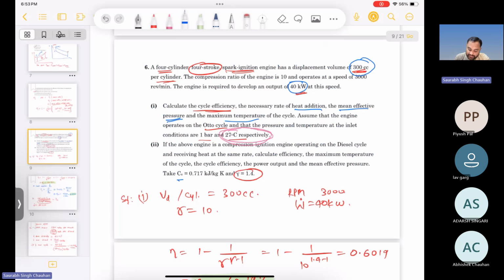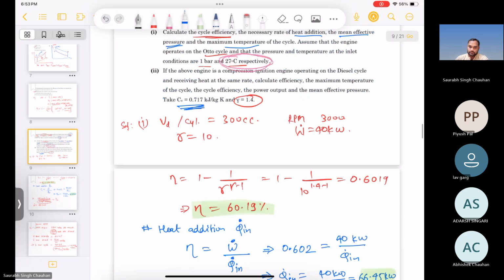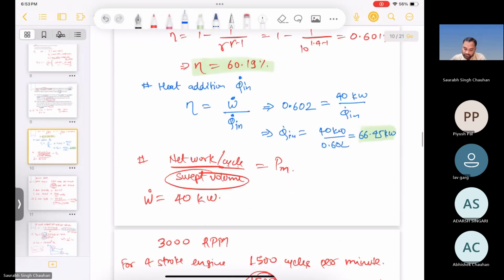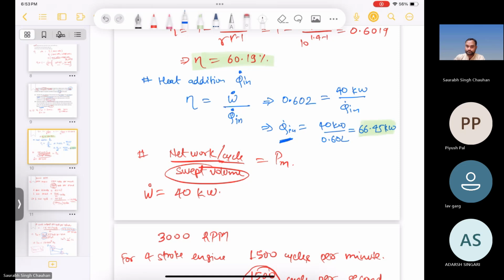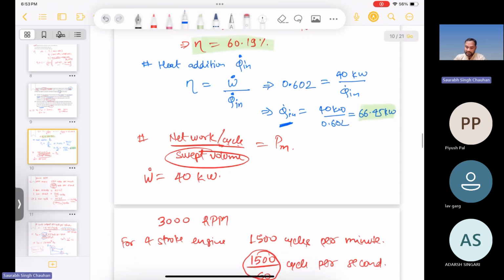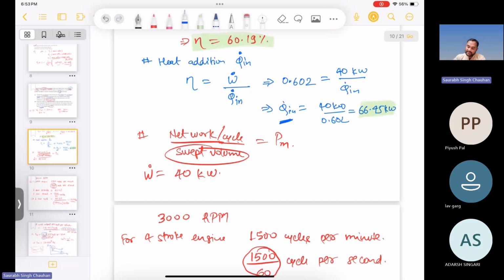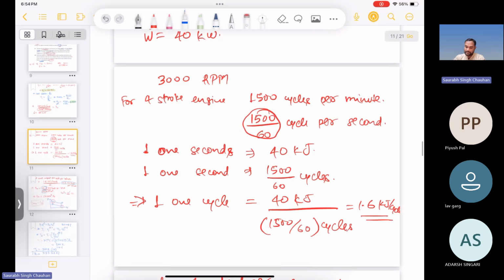CV is given, and Q in is also given, right? Yes, sir. But this heat addition is per unit time. We have to find the heat supplied per cylinder per cycle, right? We have to find the heat supplied per cylinder per cycle.